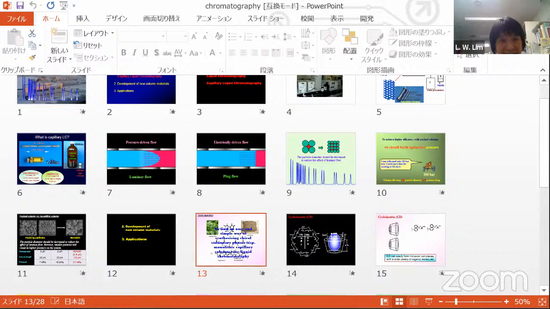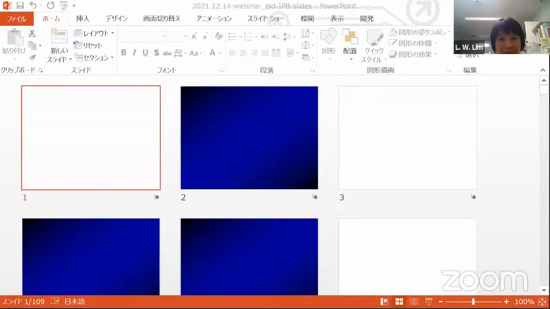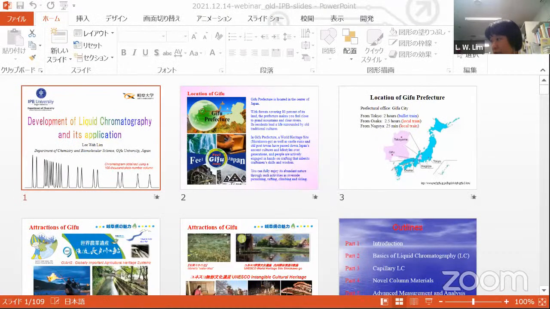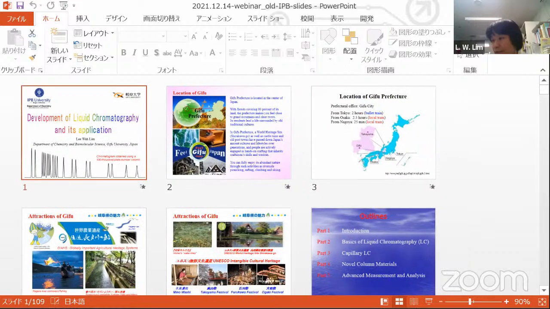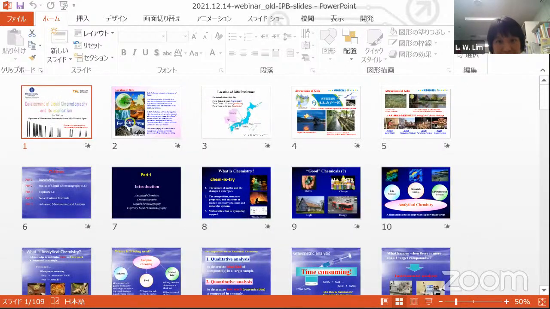Okay, I have another question. Is it okay for Susanti? My name is Susan, food chemistry. What causes our chromatogram to show baseline drift or peak tailing? What causes it to happen, and how can we solve this?